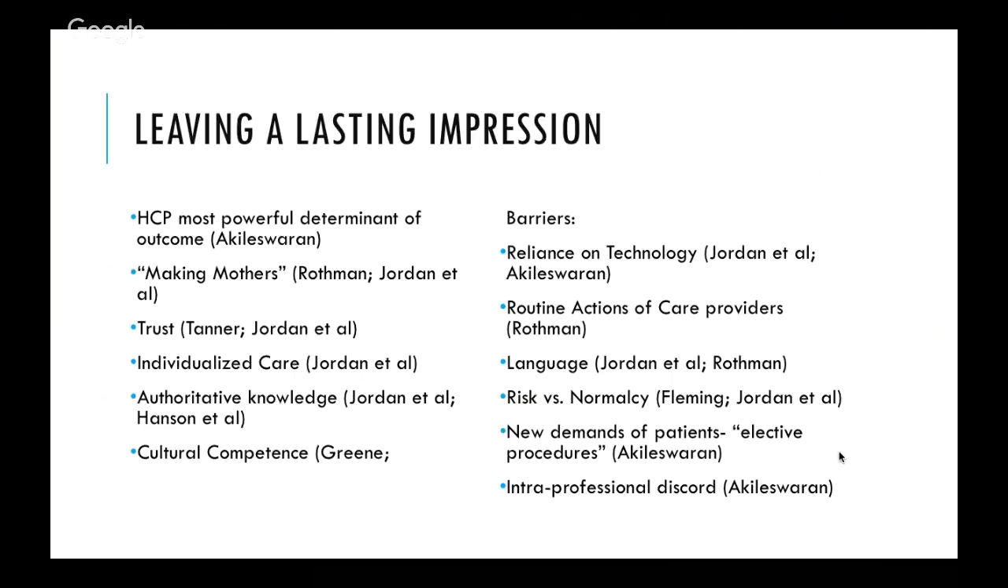And the Rothman article and also the Jordan et al. in some sense speaks to making mothers. And the Rothman article says birth is about making mothers strong, competent, capable mothers who trust themselves and know their inner strength. So this goes back to this concept of trust.